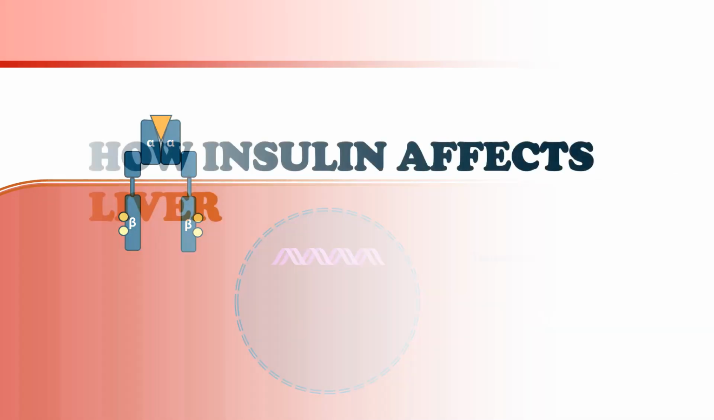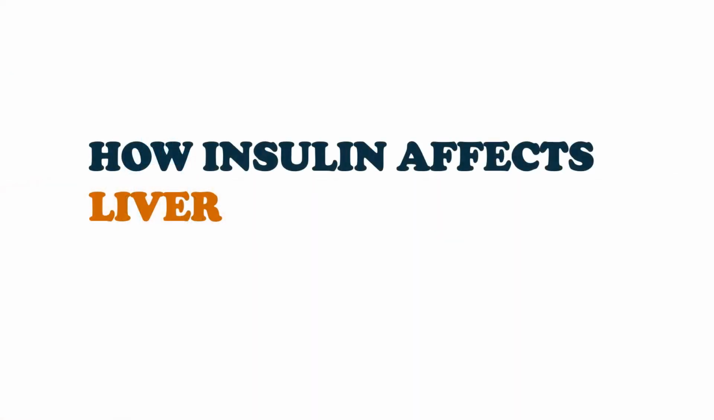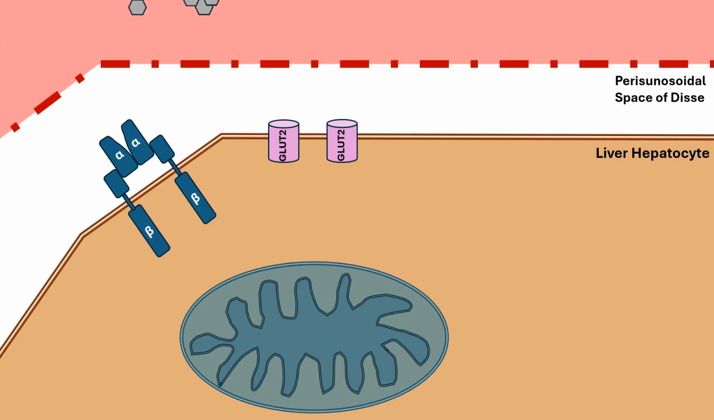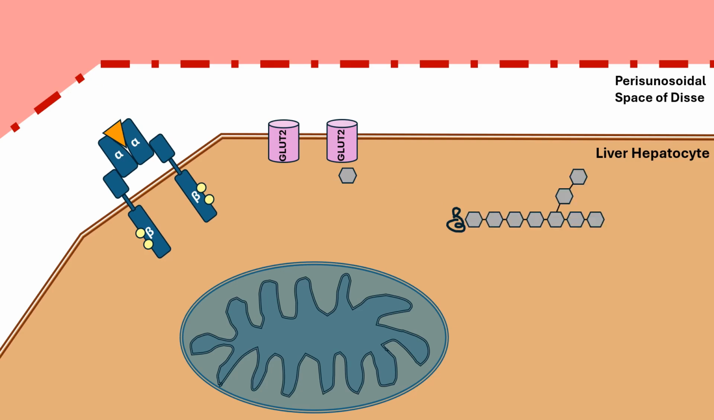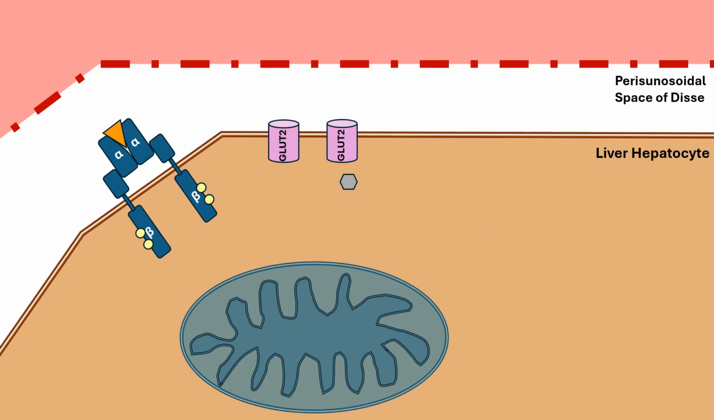We proceed to see how insulin affects the liver now. Glucose molecules can enter the liver hepatocyte via the GLUT2 transporter. Remember, not the one that responds to insulin. Just like in muscle, however, insulin activates enzymes involved in glycogen synthesis, including glycogen synthase. And so insulin lowers blood glucose concentration by storing it as glycogen in the liver.